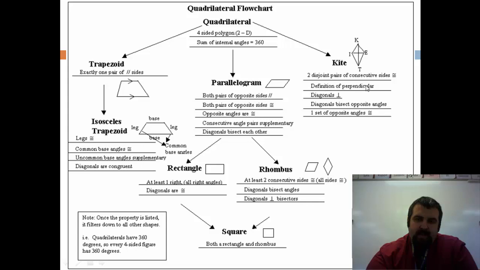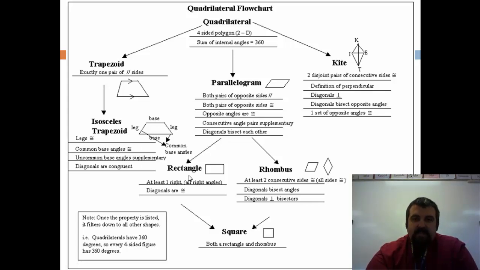This definition of perpendicular, ignore. But the diagonals are perpendicular. All right, the diagonals are perpendicular. And the diagonals bisect opposite angles. They do, but I did not talk about this, so you can ignore this one too. And there's one set of opposite angles being congruent. In this case, it would be angle E and angle I if I said the bottom 2 sides and the top 2 sides are congruent to each other. So, this one right here, diagonals bisect each other and definition perpendicular, ignore. But the diagonals are perpendicular and one set of opposite sides are congruent.